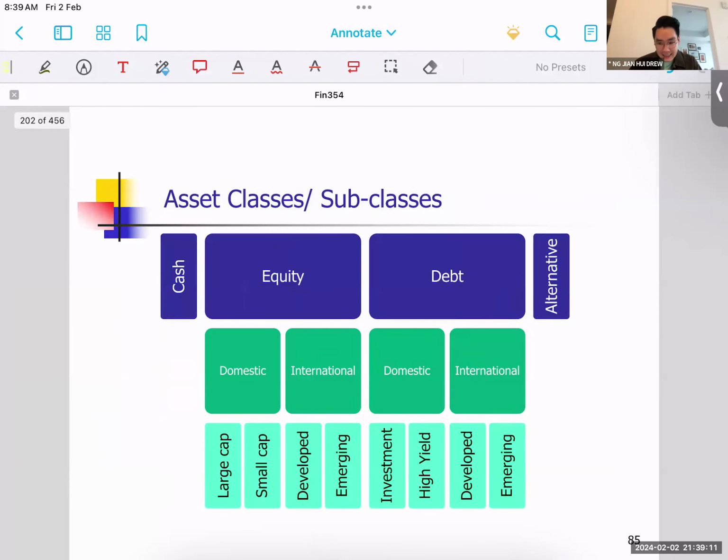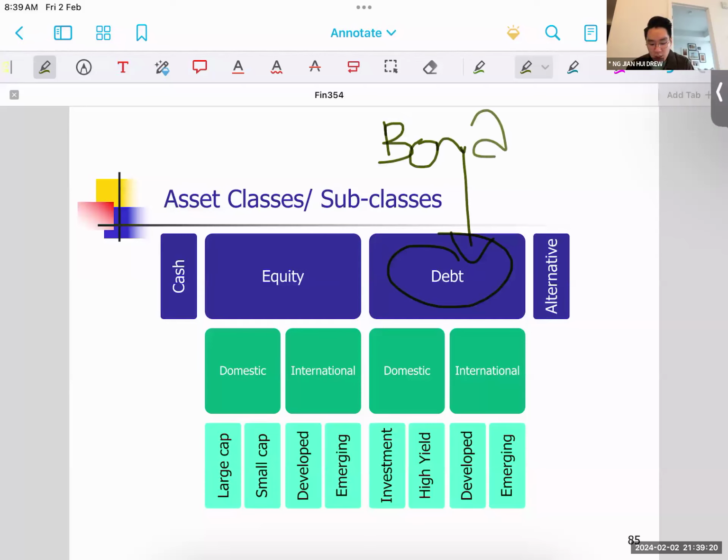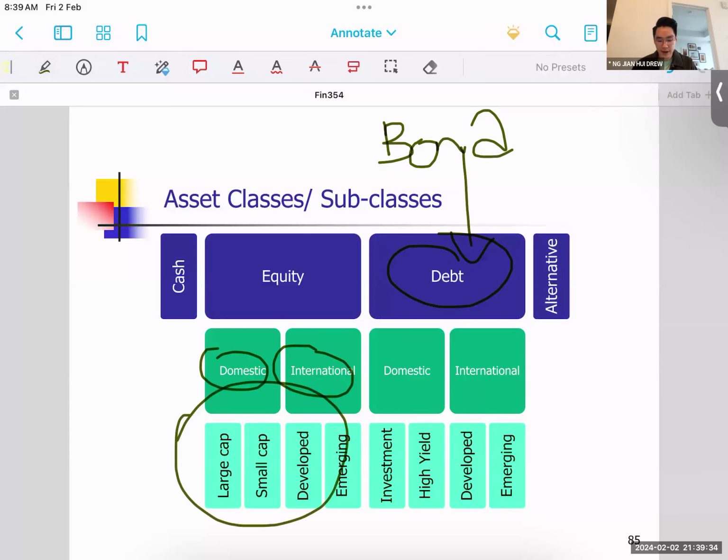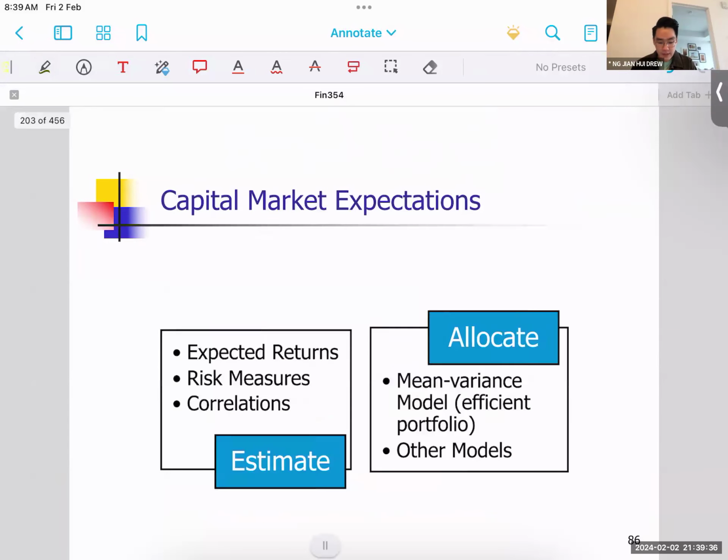Okay, asset classes: equity, debts. I want to highlight that we should consider debt because a lot of people kind of forget about bonds as an option of asset classes. A lot of people like to focus on stocks, but we should highlight debts, of course, domestic, international, and there are various considerations here as well.